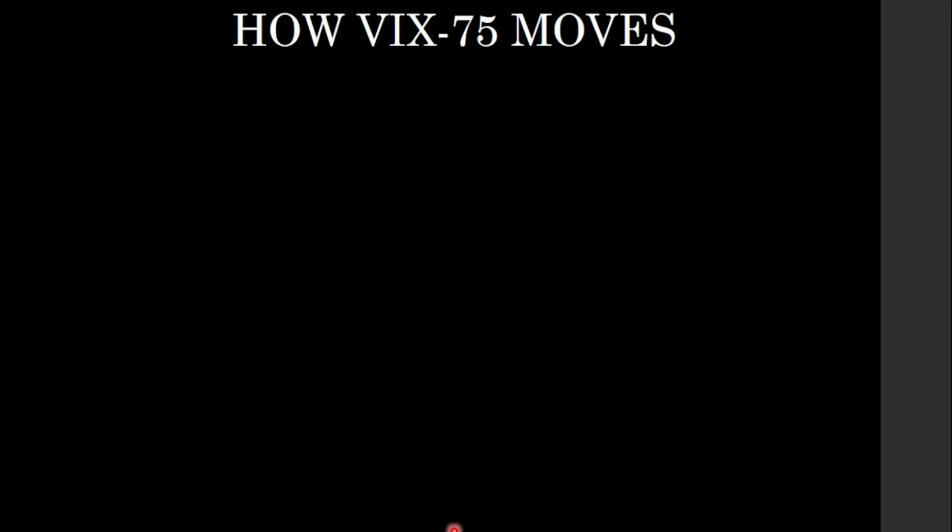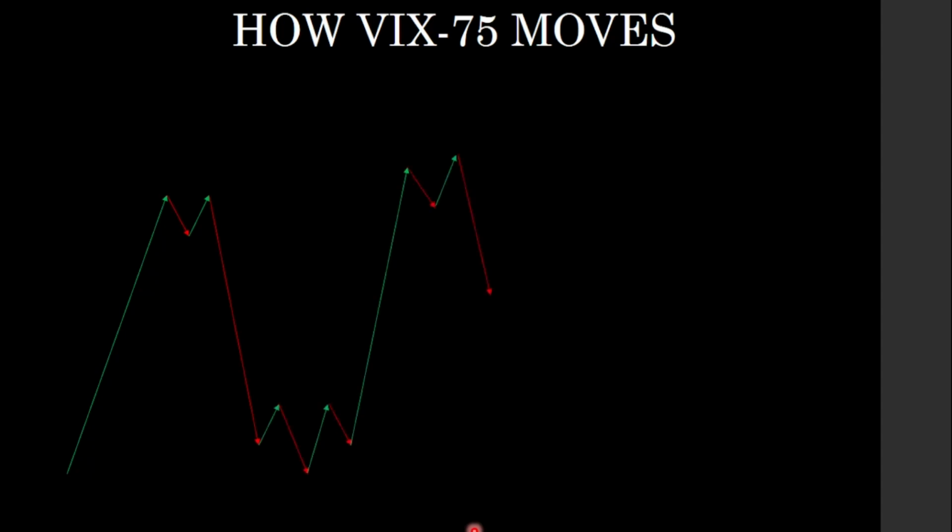So firstly, I want you to pay attention to how VIX-75 moves. This is the simplified version of how VIX-75 moves. So we normally have a move up, a move down, then a move up, then a move down, then a move up, then a move down. So as you can see, we have a series of waves which form uptrends and downtrends. Uptrend, downtrends, uptrend, downtrends. So even at a beginner level, I'm sure you know that the aim is to buy the lows and sell the highs.